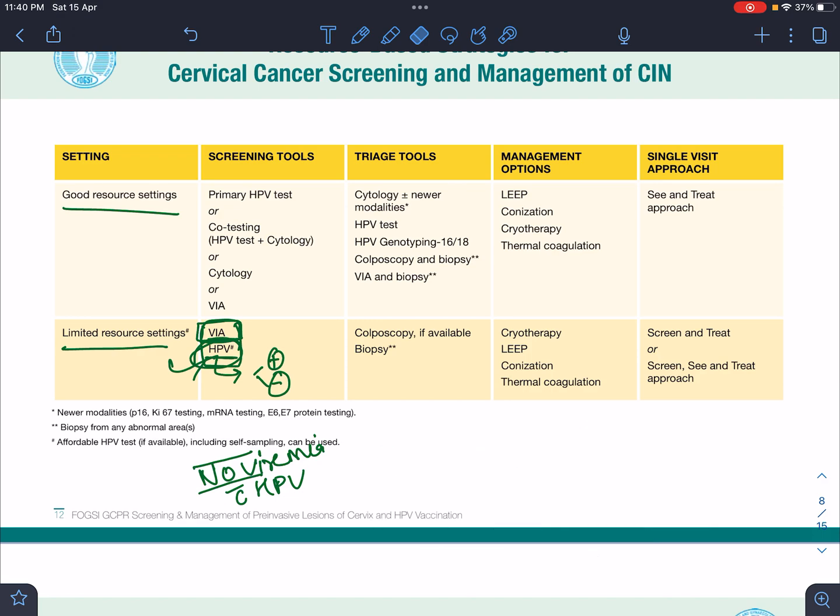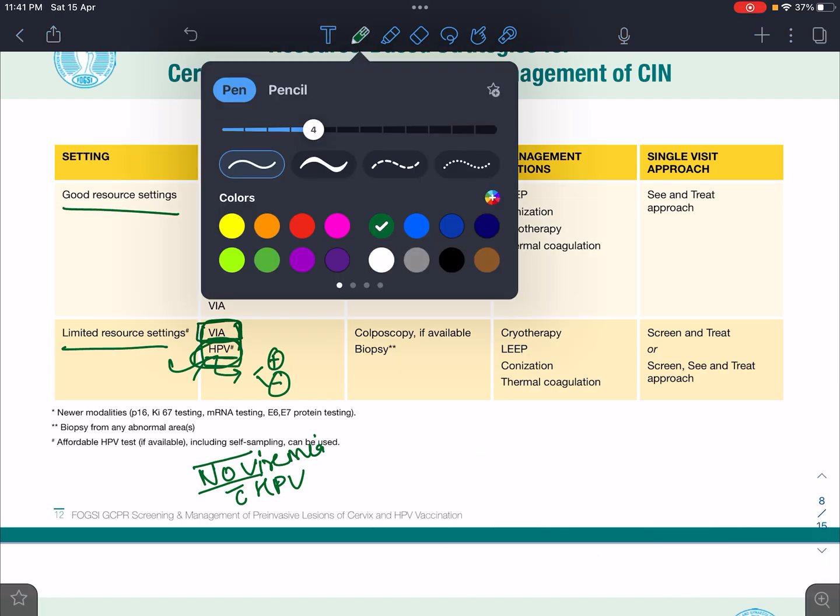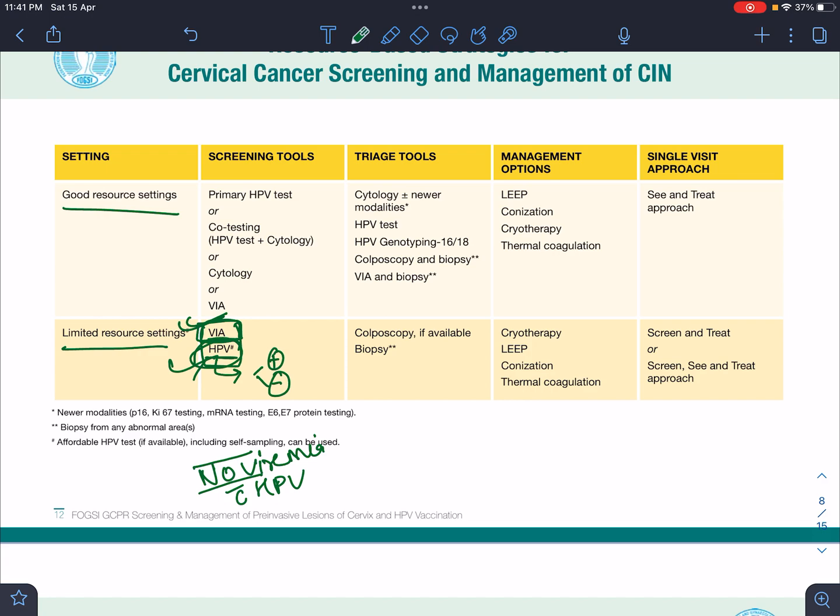So that is what I'm saying. In low resource setting, the test is VIA or HPV. In India, we are doing VIA more because HPV tests are not standardized yet. Then this is a screening tool. In a good resource setting, you can do an HPV test, you can do a co-test, HPV plus cytology, or you can do cytology, or you can do VIA. So what we are doing at Kasturba Hospital is cytology.